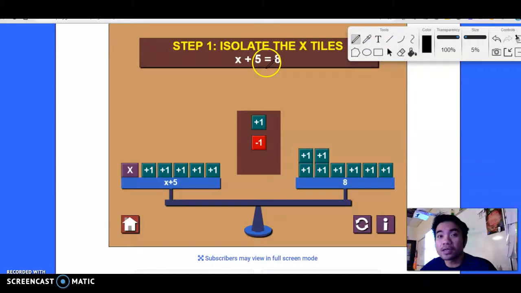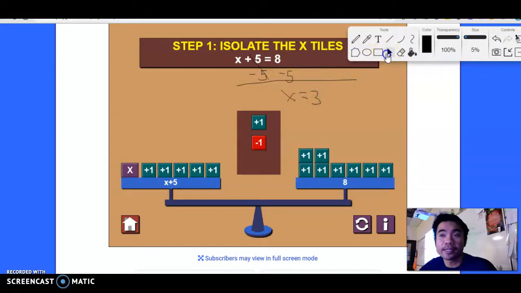Now you're going to ask yourself, how do I get rid of positive 5? What is the opposite of addition? If you said subtraction, you are correct. So you're going to minus 5 on both sides. Okay? So this one goes away, and you should get X equals 8 minus 5 is 3.